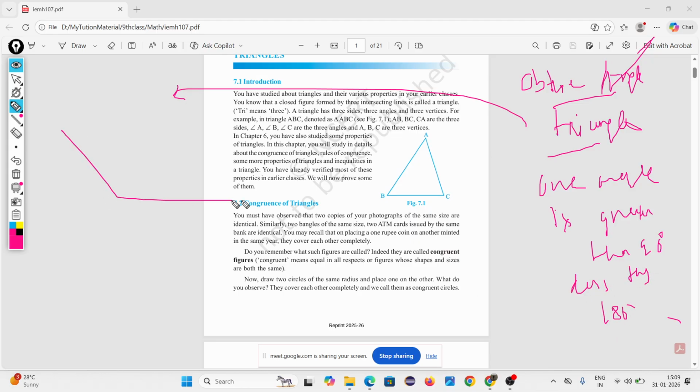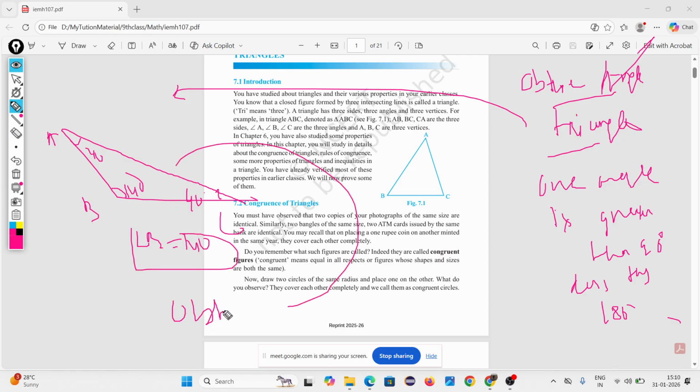So look, suppose it is a triangle ABC. This is suppose 140. This is 40. This is 40. And this is 140. So how much will these two be? 80, na? 40. Okay. Angle B equal to 140. This is called an obtuse angle triangle. Complete?